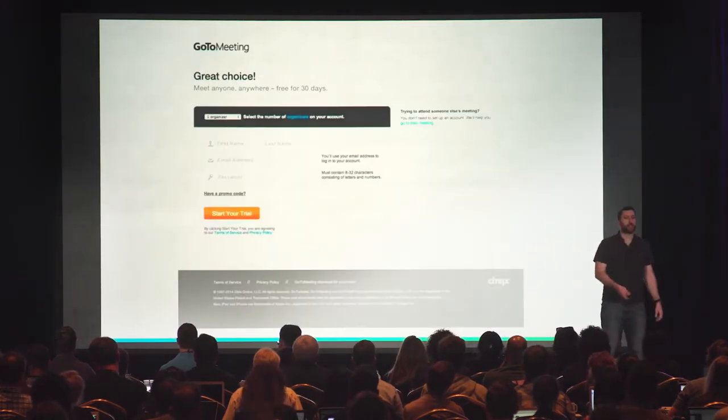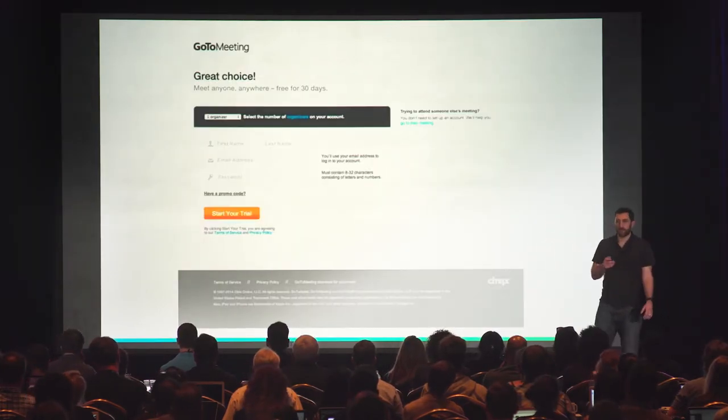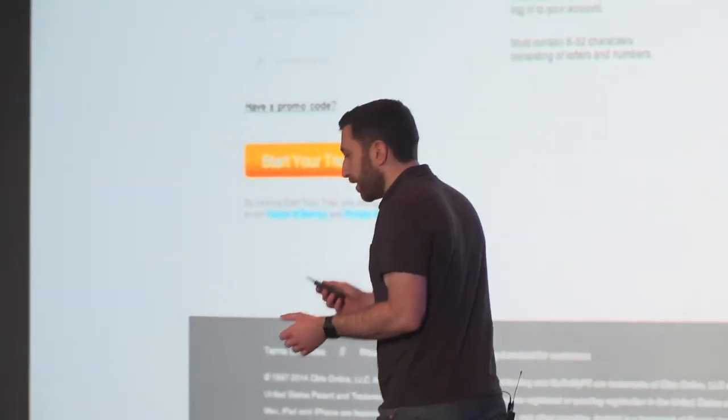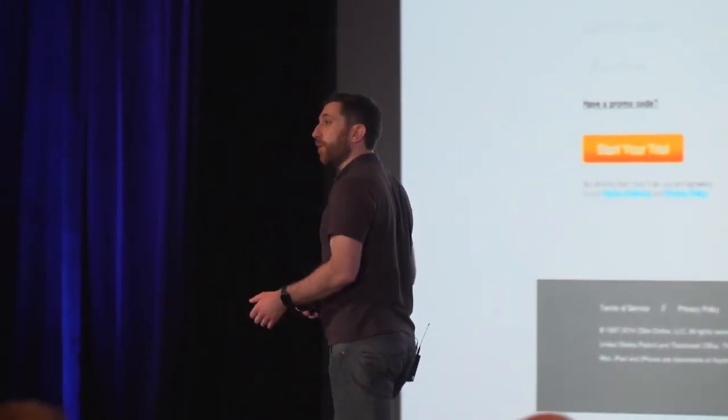Then they would land on this page. It's very easy to complete this. You don't have to put in a credit card. And they would have signed up. The problem with this is that they were signing up without knowing what they were signing up for.